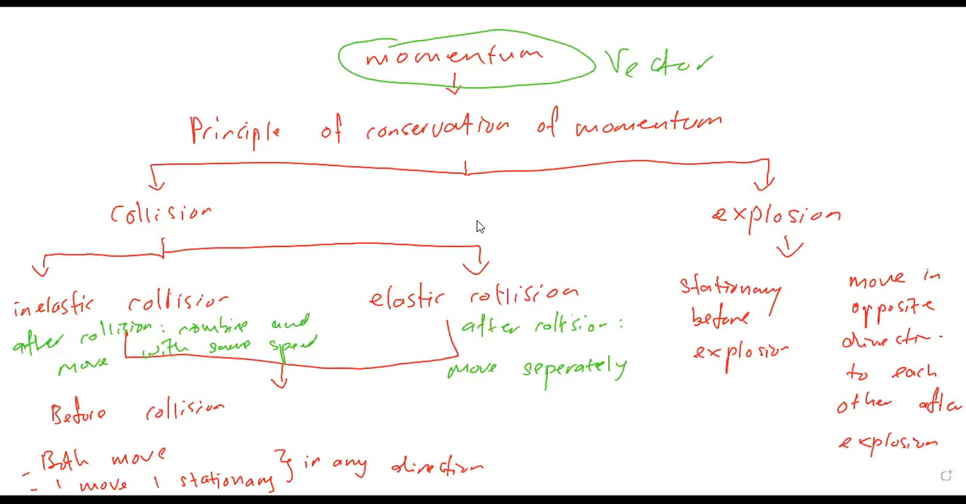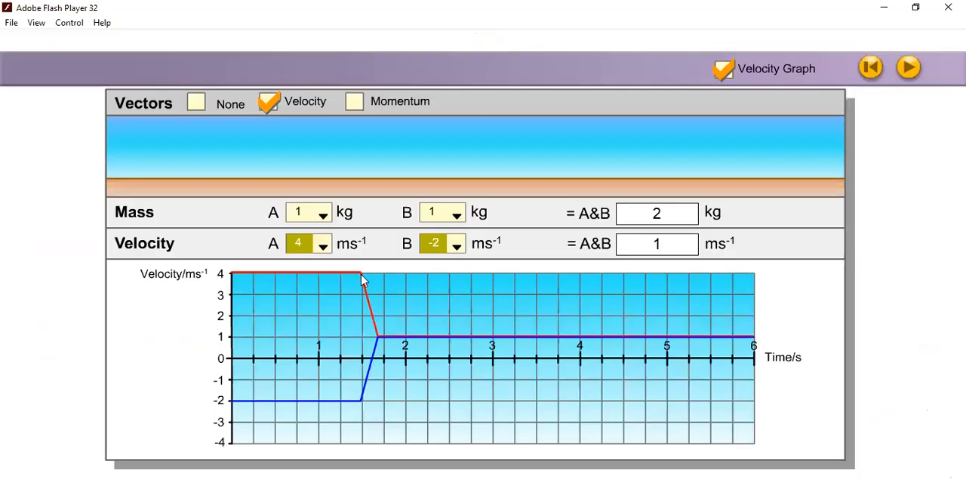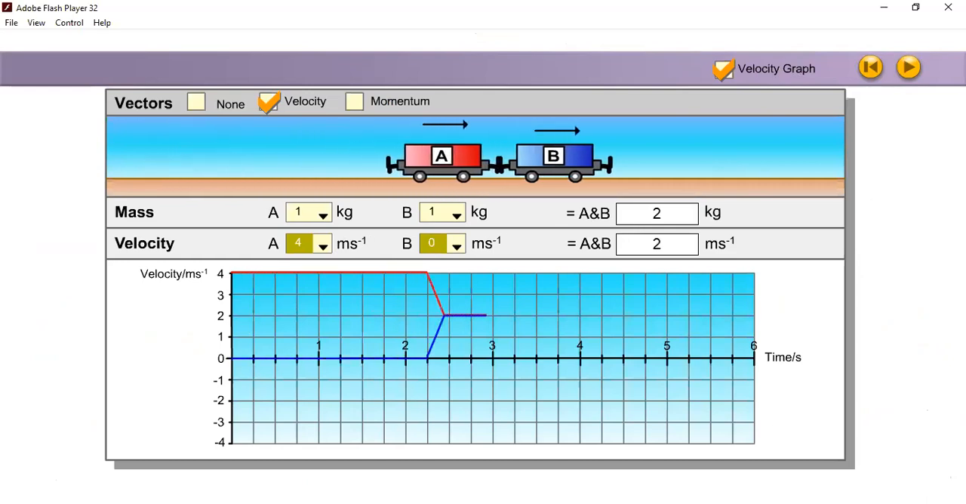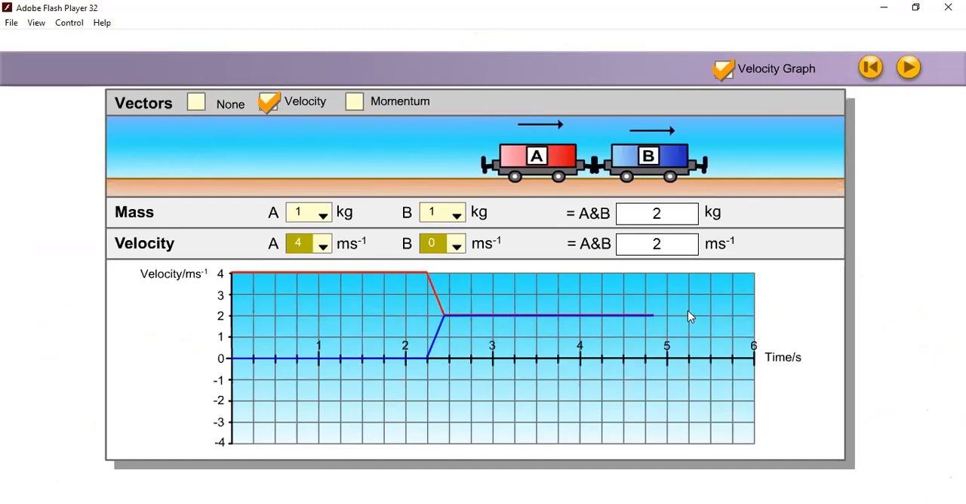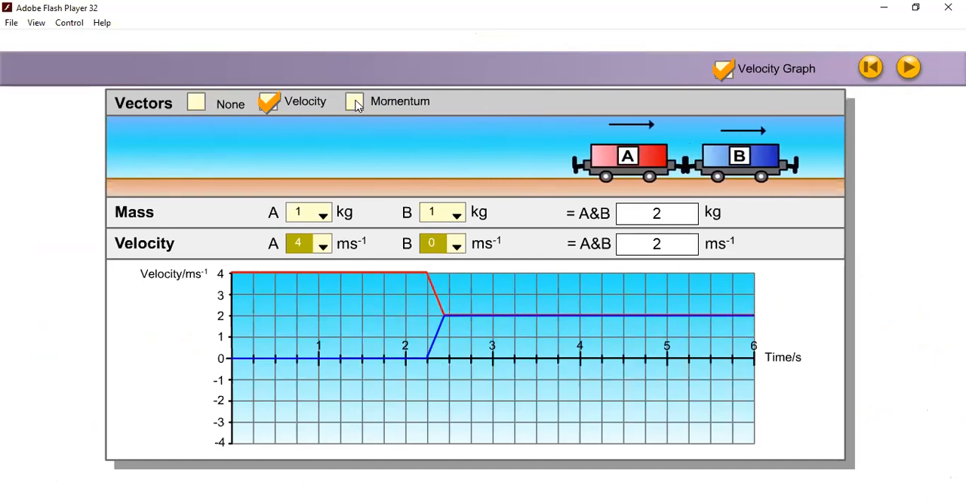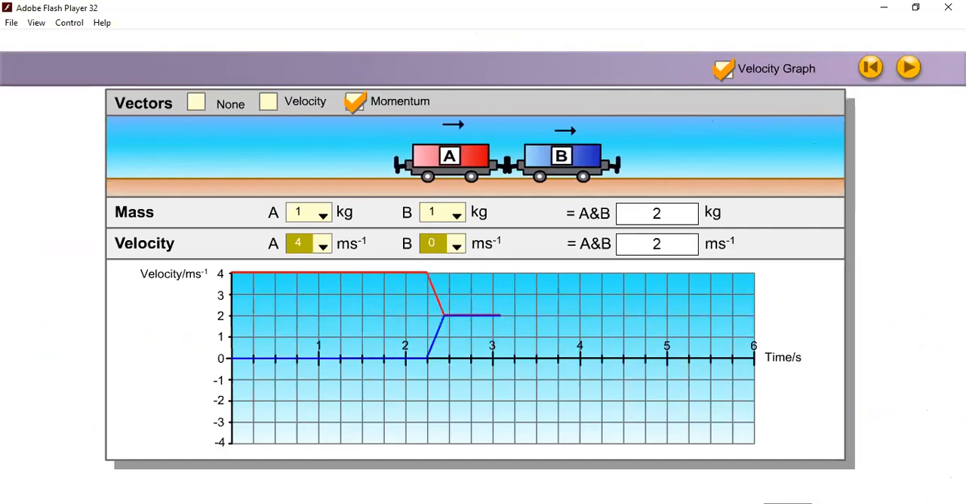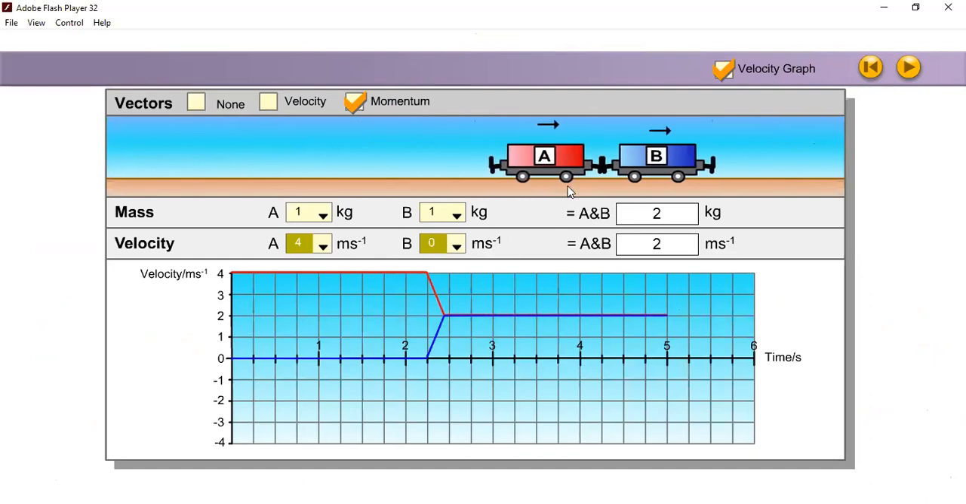Let's go back to the animation. Now, if one of the objects stops, how about the velocity? We look at the velocity-time graph. After collision, they move. How about the momentum graph? So we look at the momentum.